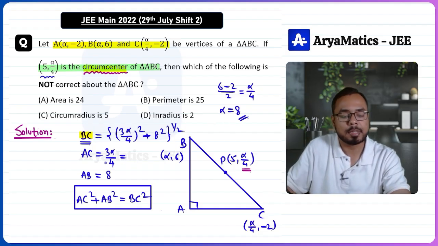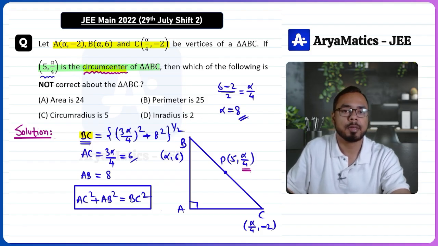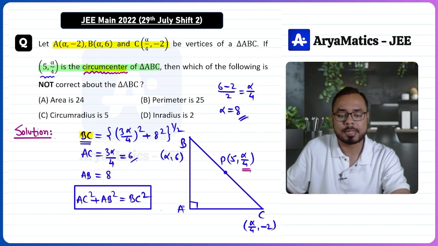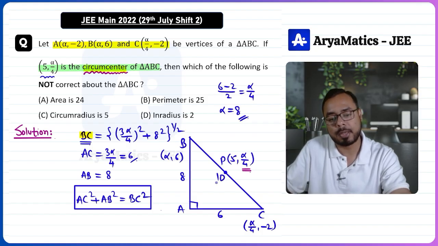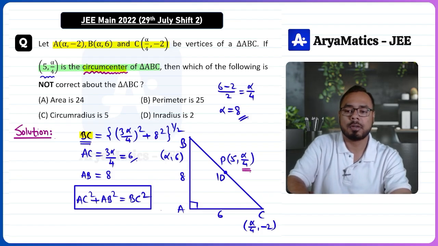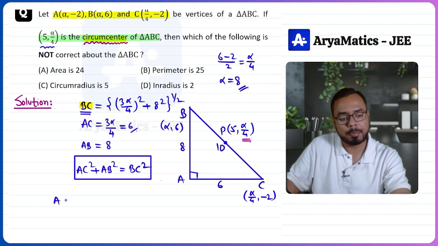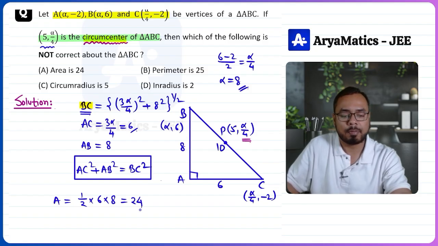That means this side AC will become 3 into 8 by 4, that will be 6. So now the different sides of the triangle are: side AC is 6 units, side AB is 8 units, and if these two are 8 and 6, this side will be 10 units. So now you can very easily see the different options. We have to find the area of the triangle. So the area of this triangle will be half into base into height. So half into 6 into 8, and that will be 24. Area 24, this is a correct statement.